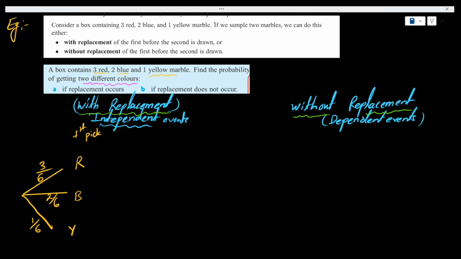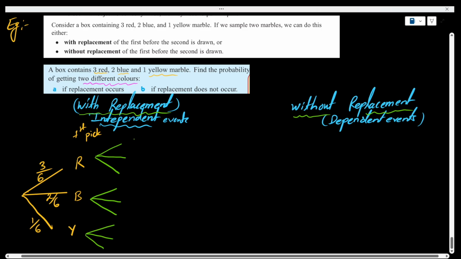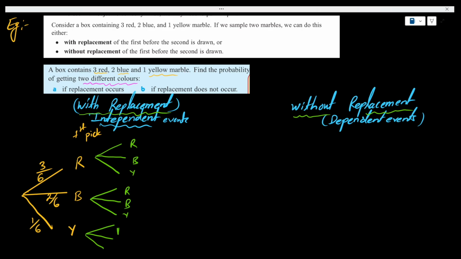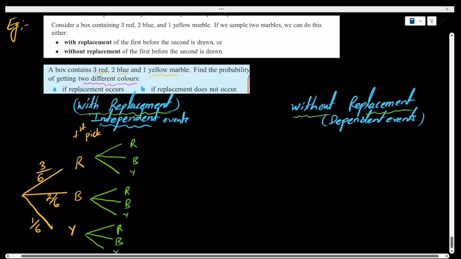Now I have to pick the second marble. What will happen again? It can be red, it can be blue, it can be yellow. If the first is blue, then again you can have three possibilities. Here also there can be three possibilities. So this is red, blue, yellow. Then this is also red, blue, yellow. Once you learn how to make the tree diagram, calculating probability will become very easy.